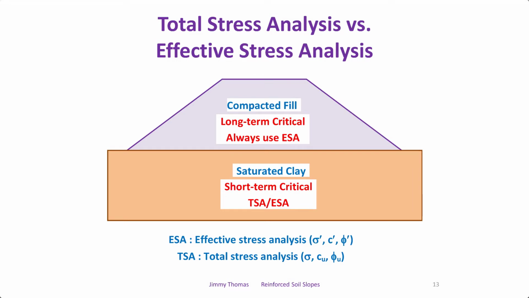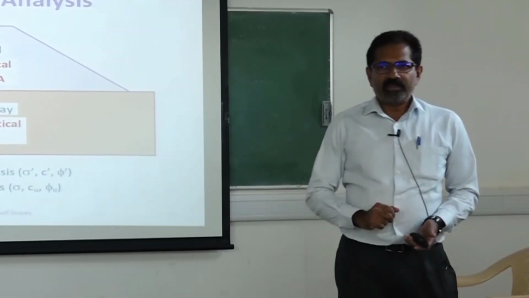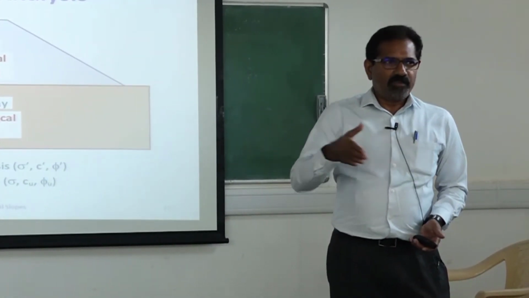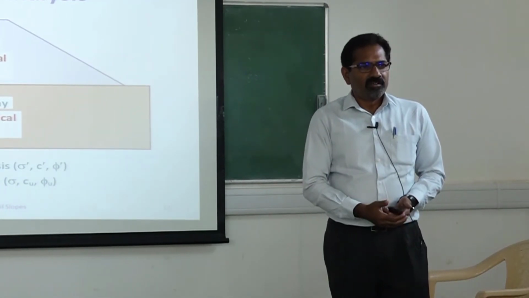We have actually effective stress analysis, in which we use the effective stresses and the effective stress shear strength parameters c dash, phi dash. So this can be determined from either a consolidated undrained test with pore pressure measurement or a CD, consolidated drained test. Both are possible. So this we call an effective stress analysis. So wherever long term is critical, always we should go for an effective stress analysis, because that gives the real picture. Suppose we go for a total stress, actually it gives a much higher factor of safety.